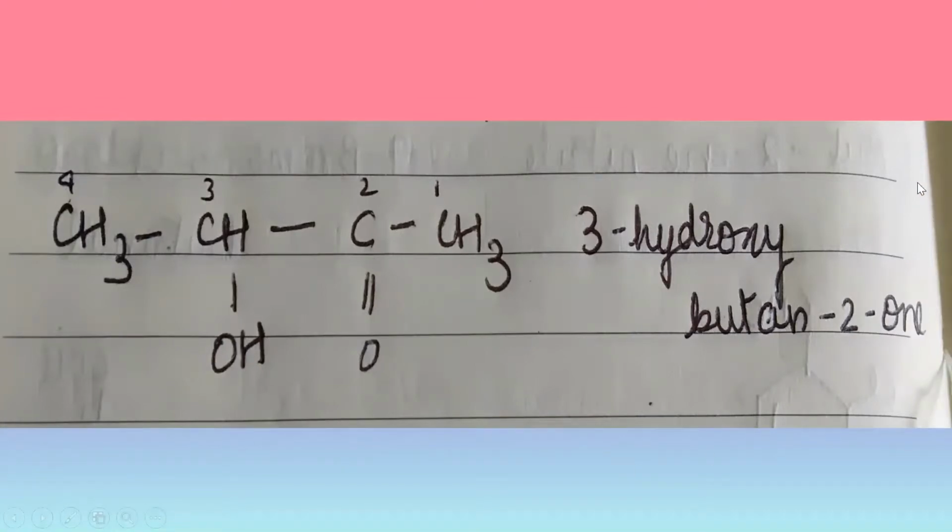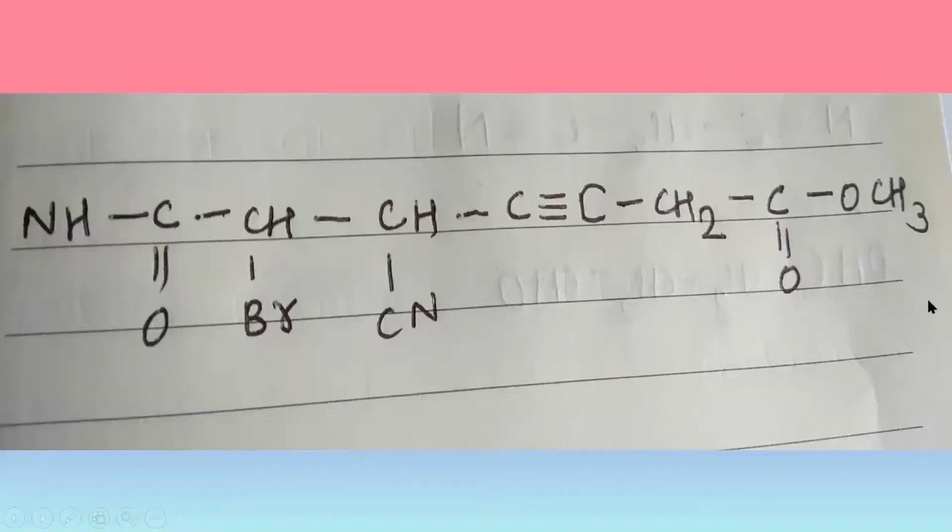So the final name of this compound is 3-hydroxybutan-2-one. Coming to our next compound, we have to first identify the number of different functional groups present here, so that we can finally decide which one will get the principal functional group tag and which all will become the substituents. The first one here is an ester group, and then we have a triple bond, we have a cyanide group, we have a bromine group attached here, and also an amide group attached here.